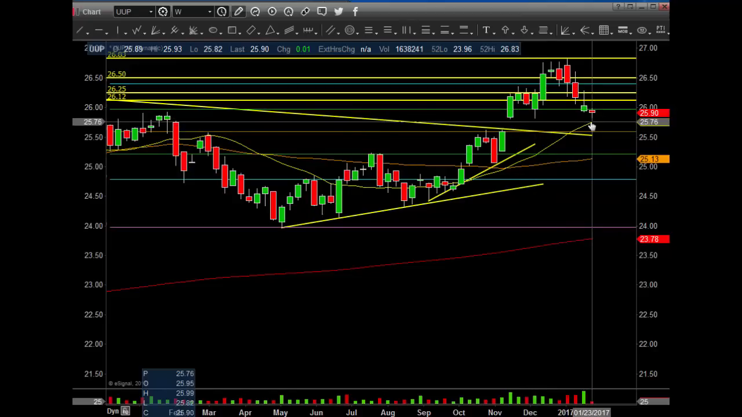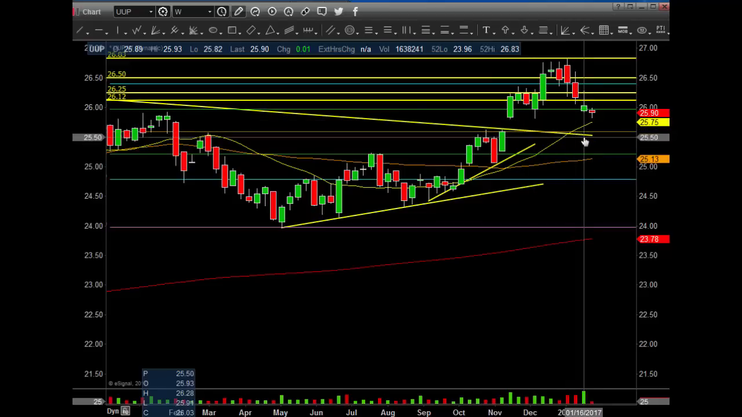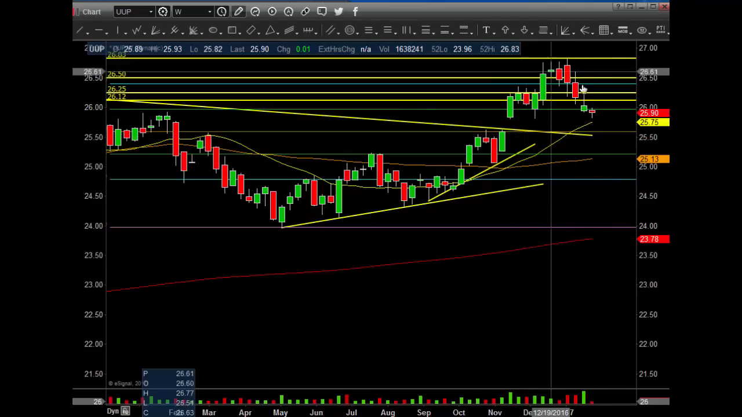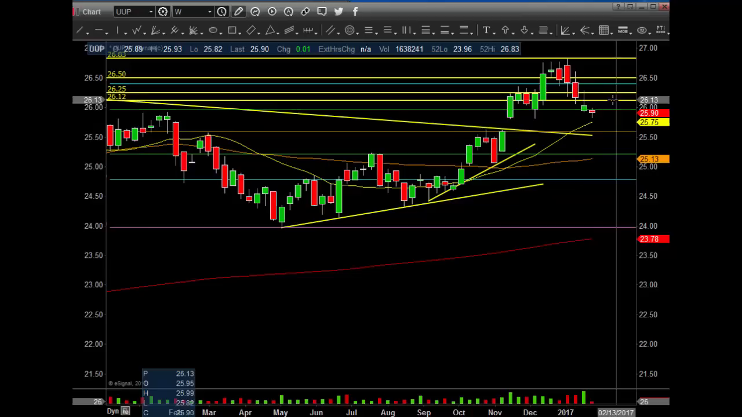You got the 20 MA. This is the weekly chart, so it's a little bit bigger. It could flush through, fill the gap, and then bounce. You have a trend line down here as well. But right now, nothing is wrong. 20 MA curling. Again, this is the weekly, so it's a bigger time frame.